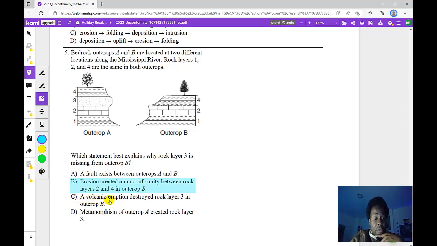Option C says a volcanic eruption destroyed rock layer 3 in outcrop B. No, volcanic eruption cannot destroy a whole layer. Option D says metamorphism of outcrop A created rock layer 3. That's not true either. So our correct answer here is B.